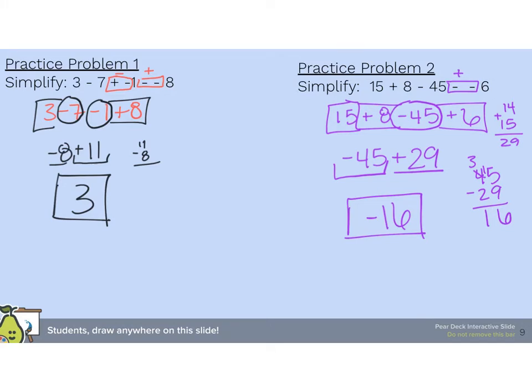Check your work, change any mistakes you made, then do the next slide with practice problems 3 and 4.